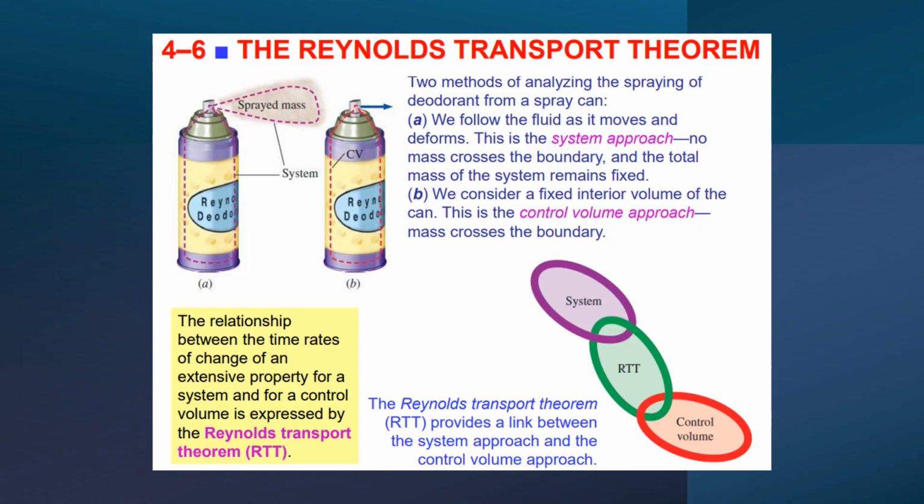The Reynolds transport theorem (RTT) is a fundamental principle in fluid mechanics that bridges the gap between two perspectives of analysis, which are the system approach and the control volume approach. The system approach tracks a specific group of particles over time, while the control volume approach focuses on a fixed or moving region in space through which particles and properties flow.